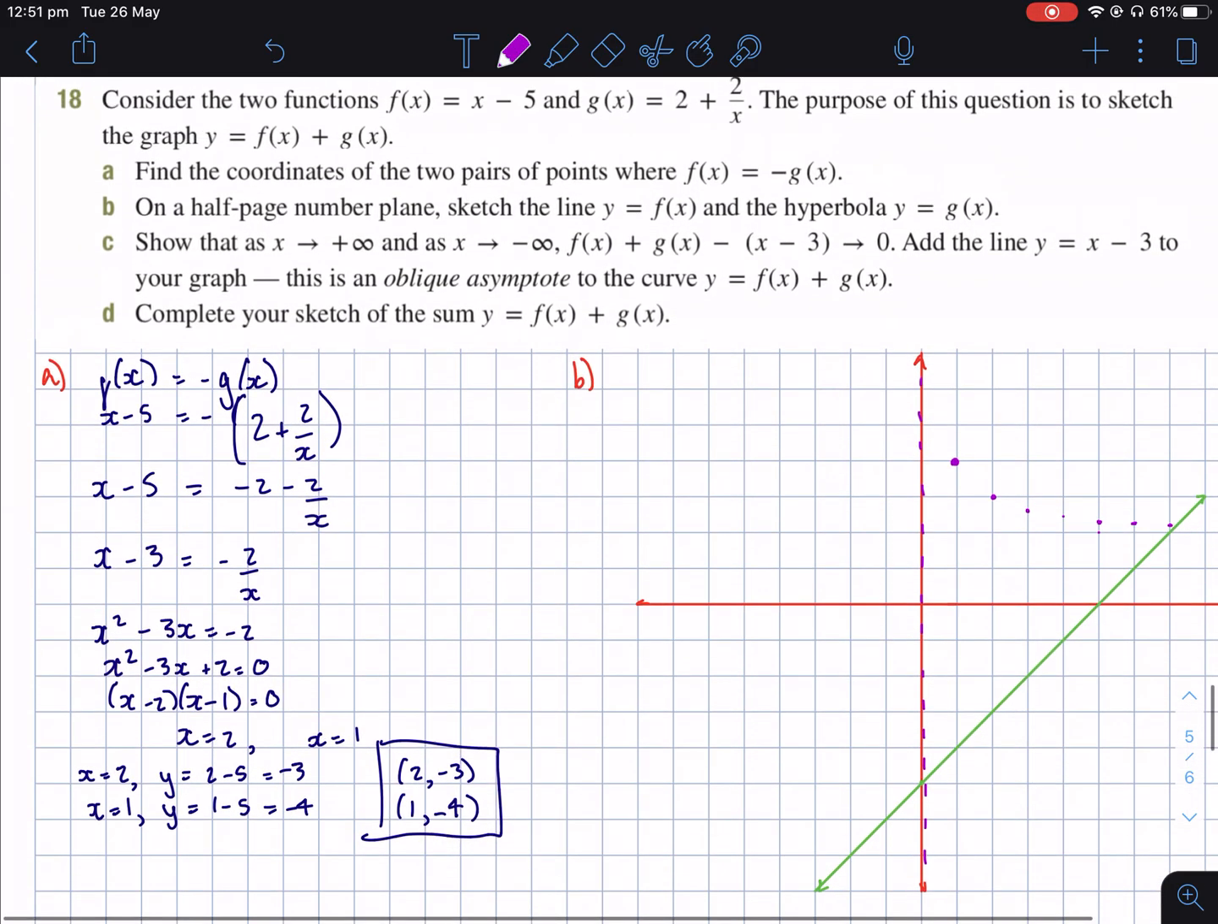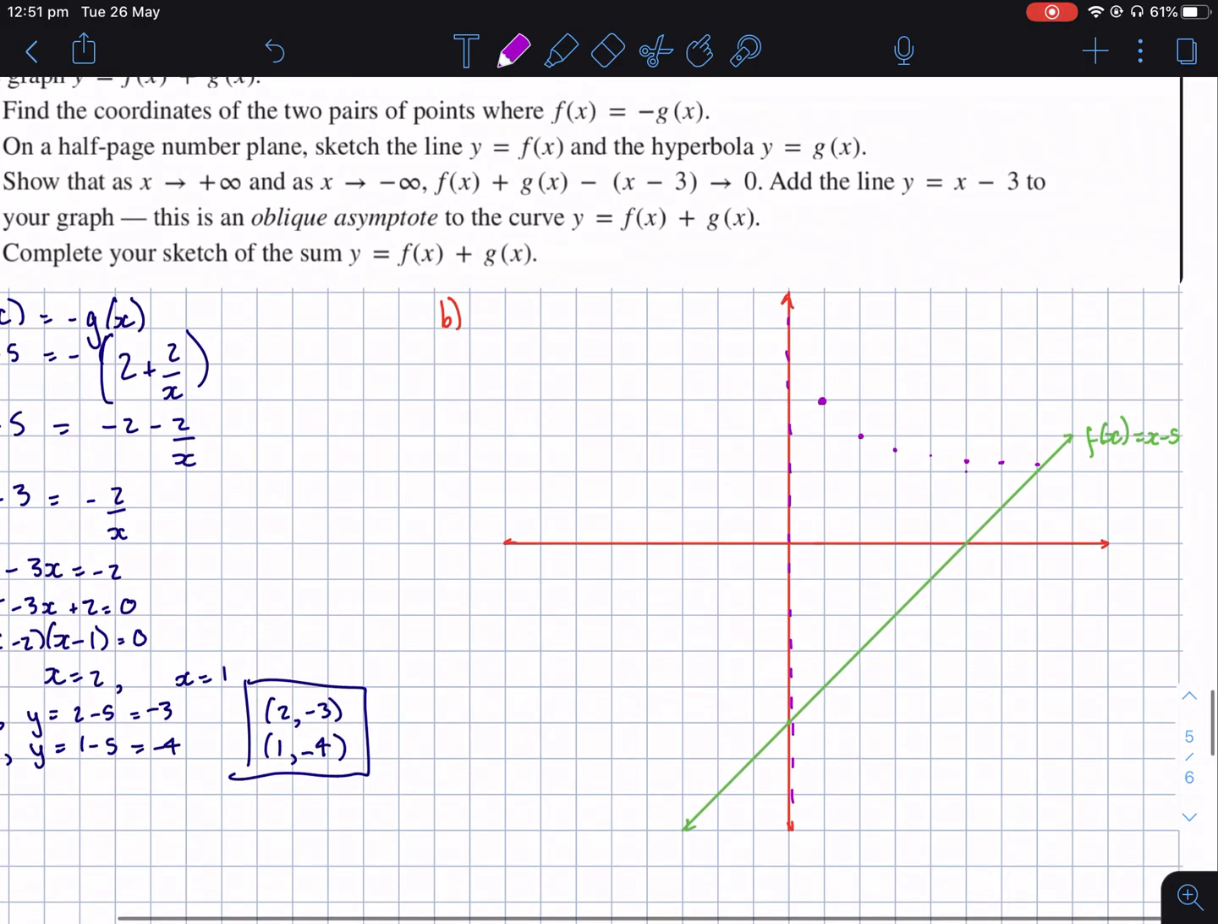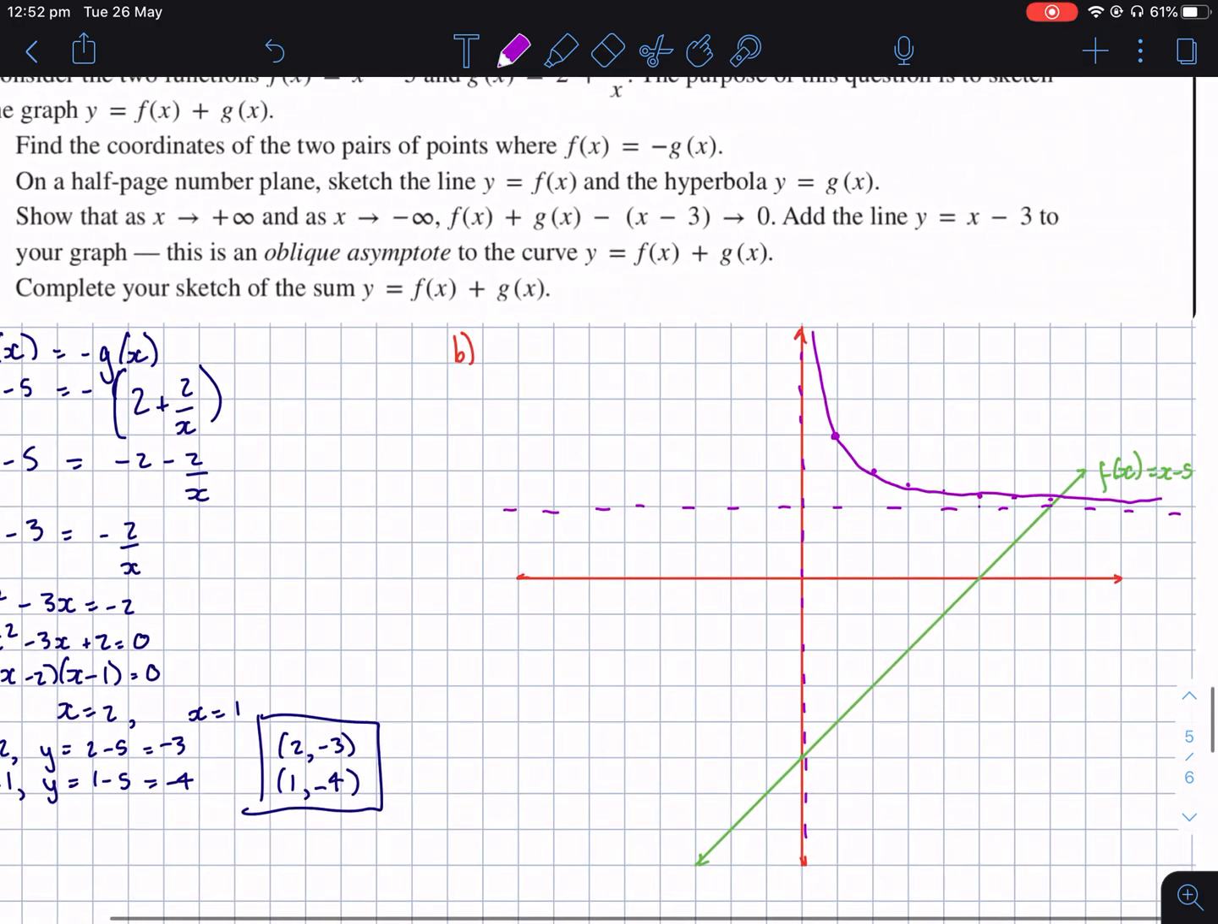Hang on, how do they meet? Oh, it's where it equals minus. Okay. So this one's going to keep going along and along and along. Its vertical asymptote is going to be at positive 2. And 2 plus 2 on minus 1. 2 plus 2 on minus 2.